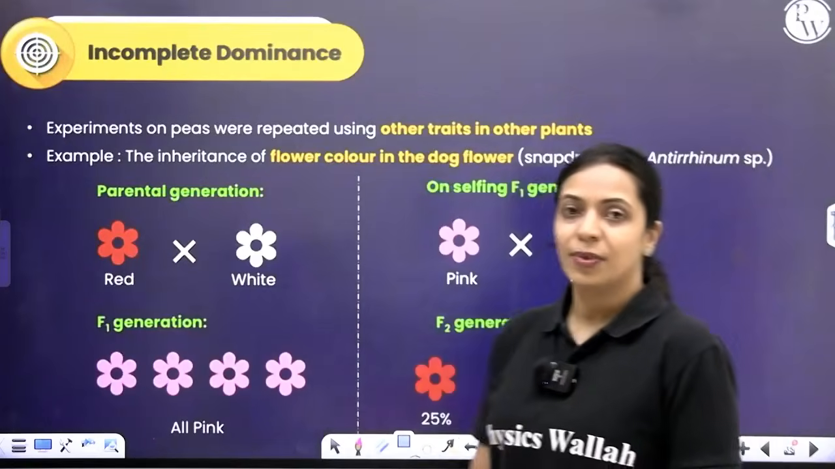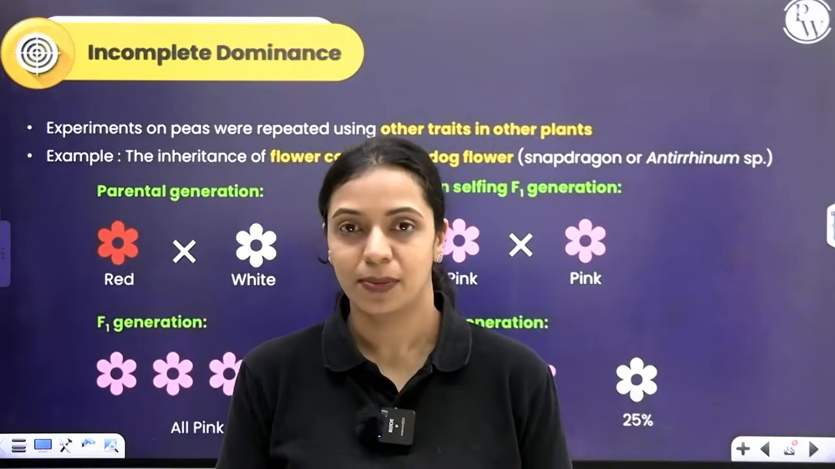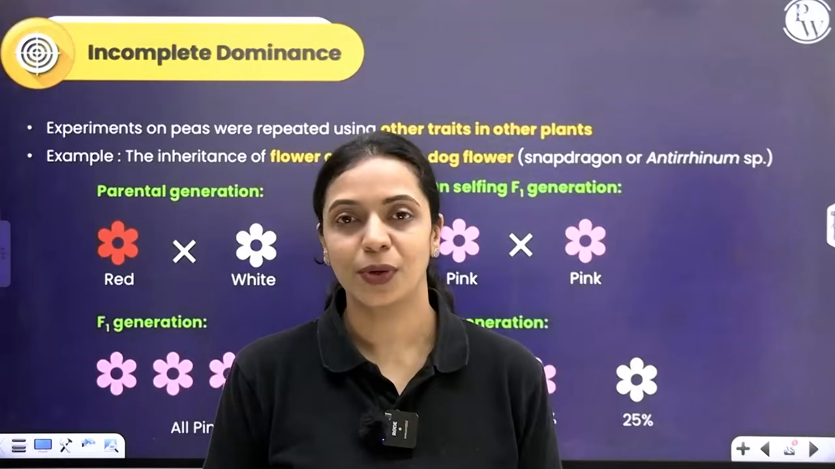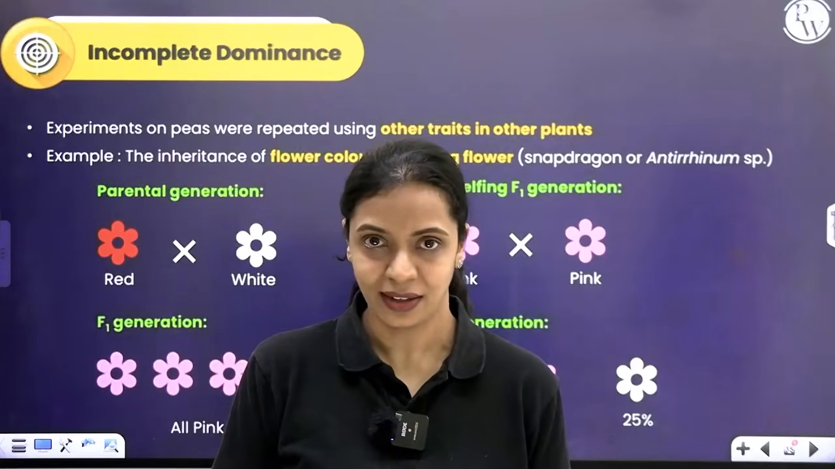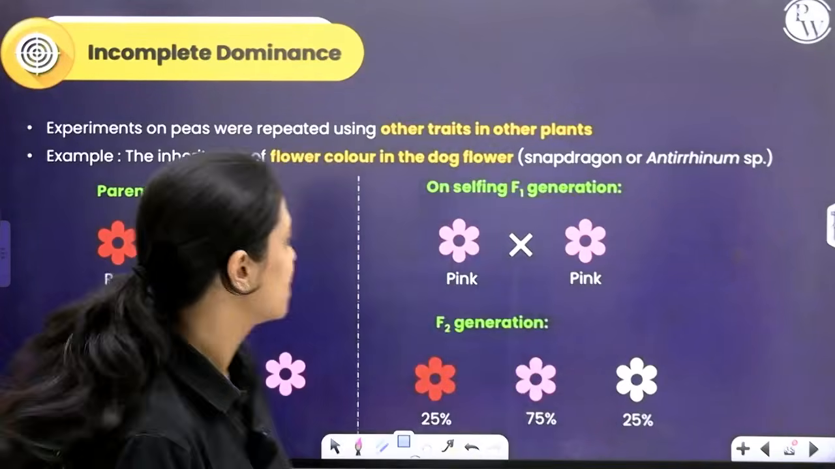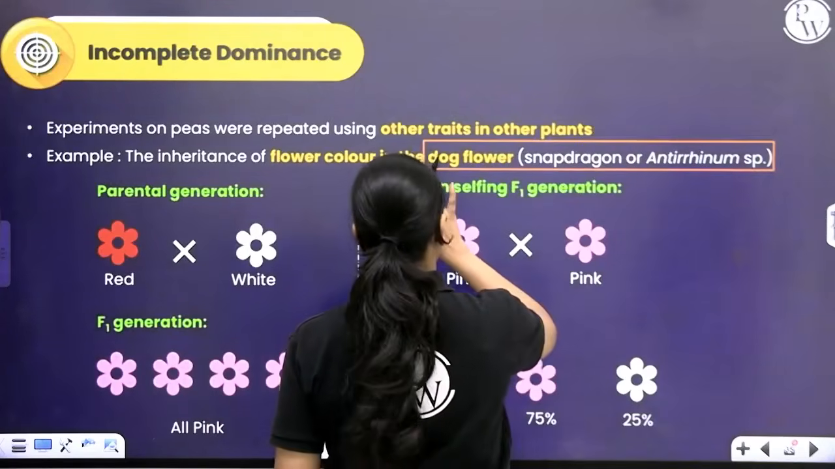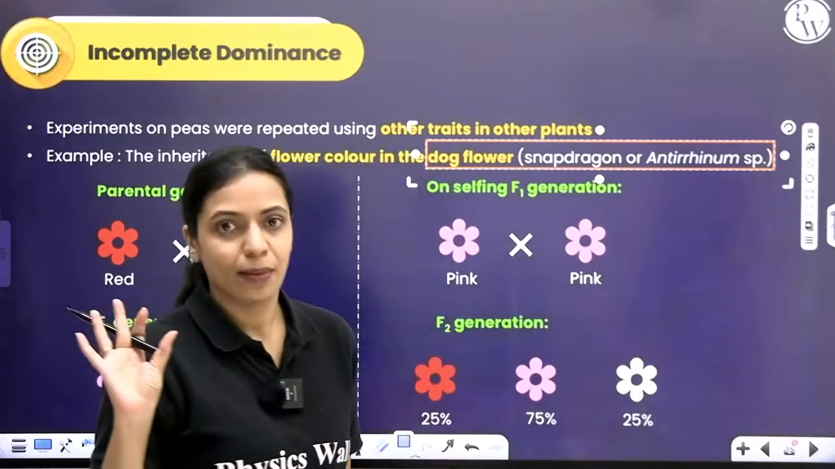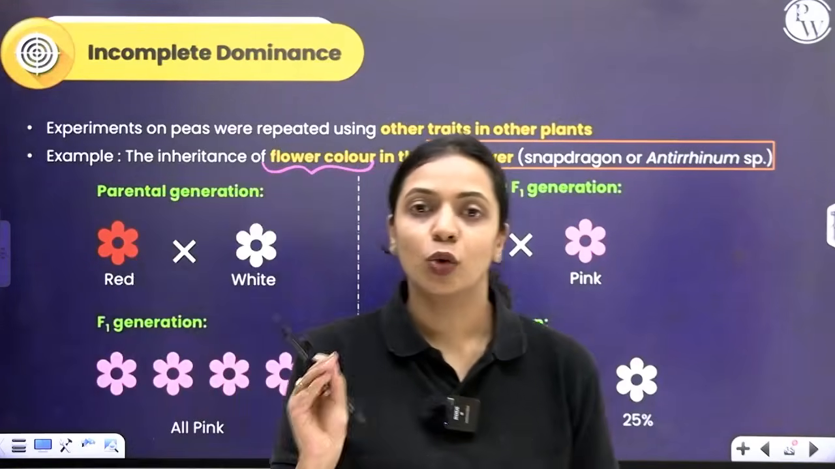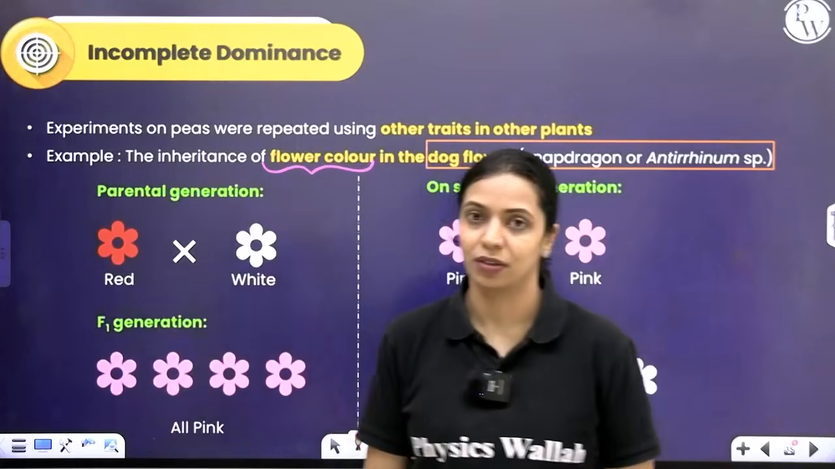Now, similar to what cross Mendel performed in pea plants, many people attempted similar experiments with many different types of plants and other organisms. One such experiment was conducted on a plant called snapdragon. It's also called the dog flower. Scientific name is Antirrhinum majus. Okay, so all of them is the same thing, dog flower or snapdragon or Antirrhinum species. In this plant, the character that they chose was the color of the flower. They took one plant that was true breeding for red flower color, another plant true breeding for white flower color.